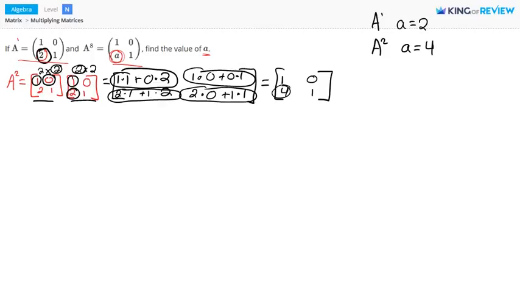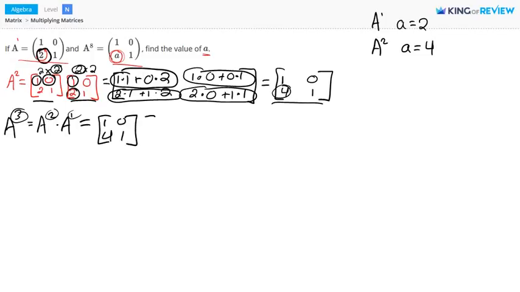Now let's see what A to the third power is. So we have A cubed. This is the same thing as A squared times A, because you're adding these exponents to get A to the third power. So we know what A squared is. We solved for that here. So that's 1, 0, 4, 1. And we're multiplying that by matrix A, which was given in the problem. So 1, 0, 2, 1. And now we want to multiply these two together.